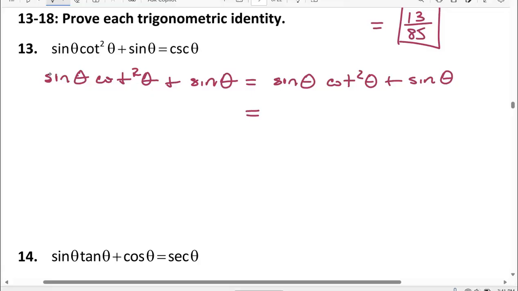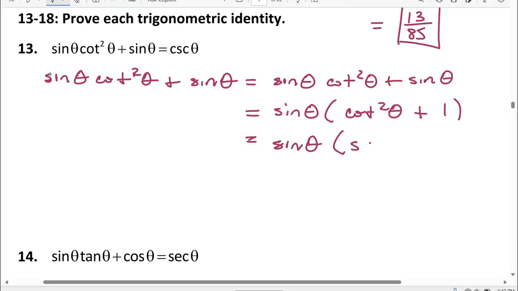On the right side, we're going to transform, and I'm going to do so by factoring. I notice that sine of theta is a common factor in both of those terms, and if I factor that out, we get cotangent squared of theta plus 1, and then the cotangent squared of theta plus 1 is equal to the cosecant squared of theta. That's one of our Pythagorean identities.